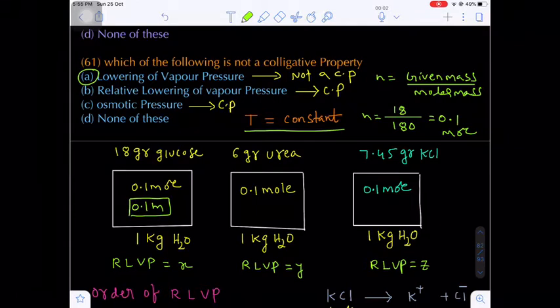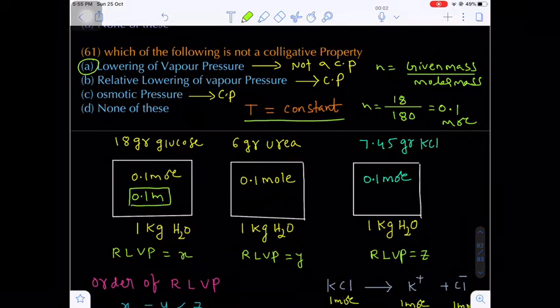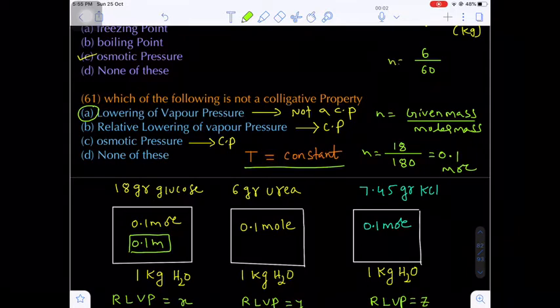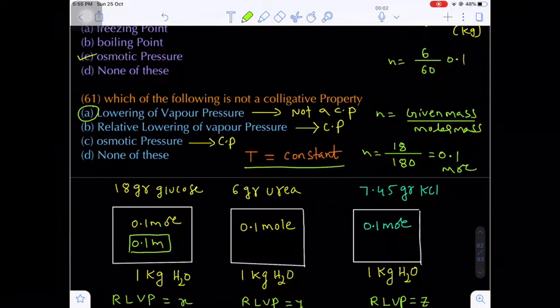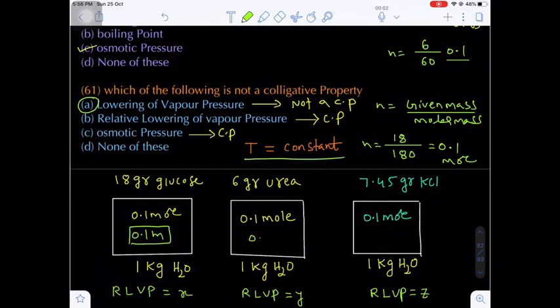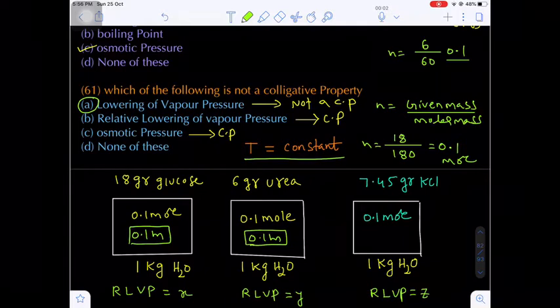Okay. Now the second container has 6 grams of urea. Now the molar mass of urea will be 60. So in the denominator 60, and the weight of urea I am taking 6 grams. So how many moles of urea will be present? 0.1 moles of urea in 1 kg solvent. So it is also 0.1 molal, that is the molality.